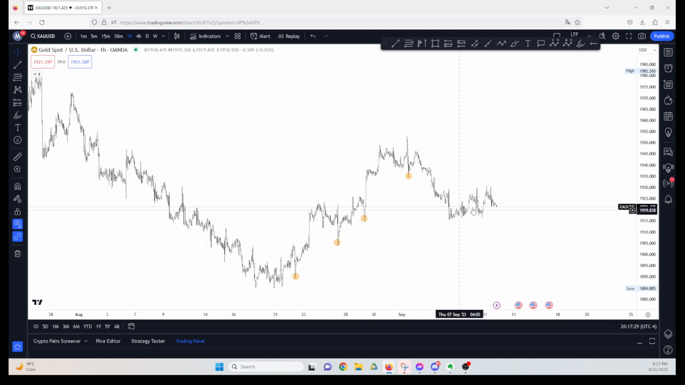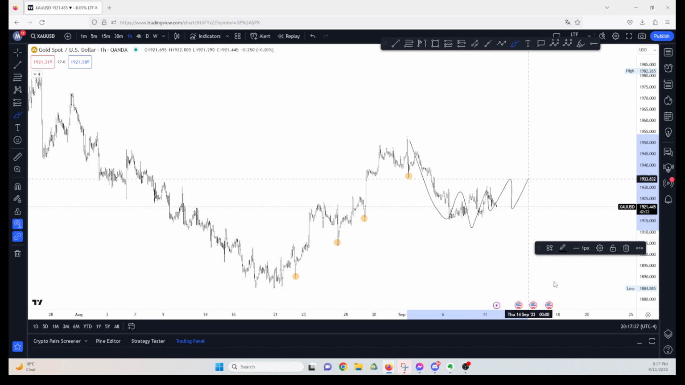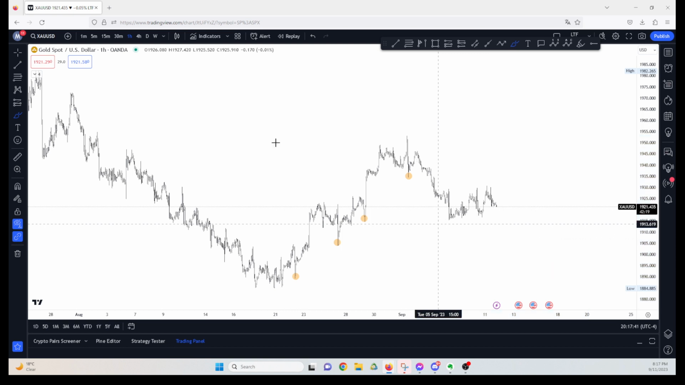But this is not necessarily meaning that it's going to go down. A lot of traders would be telling you, oh yeah, that's a bearish flag, it's going to go down like that, then it does a flag like that, and then it goes down again. A lot of traders would be telling you that, but it's not necessarily the case, especially if you're trading gold.